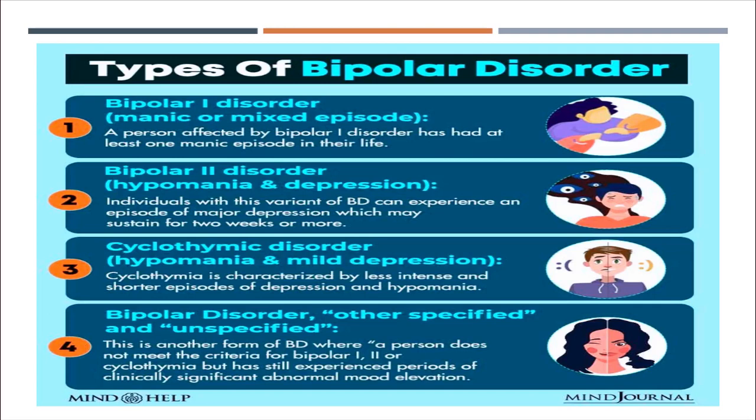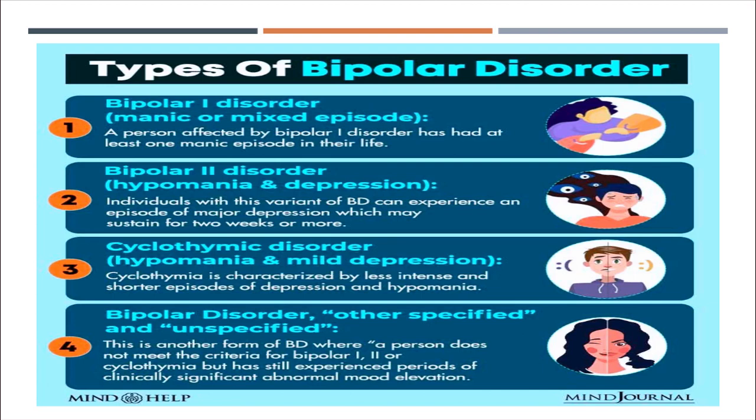There are 4 types of bipolar disorder. Bipolar 1, manic or mixed episode. A person will usually have at least one manic episode in their lifetime. The bipolar 2, hypomania and depression. Individuals with this variant of bipolar disorder can experience an episode of major depression, which may sustain for 2 weeks or more.